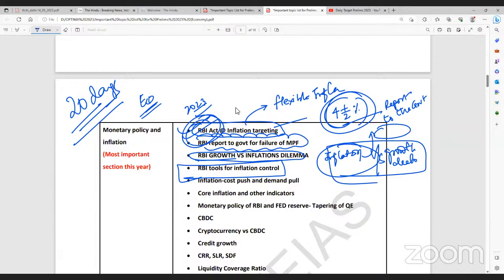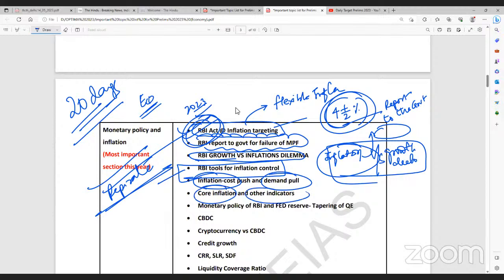So you have to prepare everything: repo rate, all the tools you need to prepare. Then types of inflation: cost push inflation, demand pull inflation, core inflation, headline inflation. You need to prepare everything. Then you need to prepare quantitative easing and tapering.